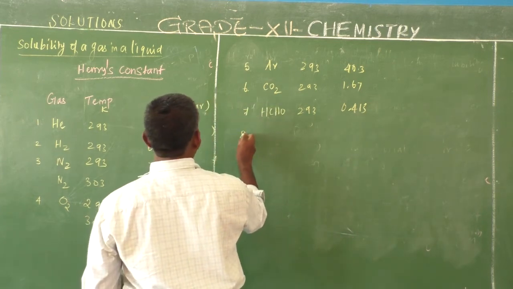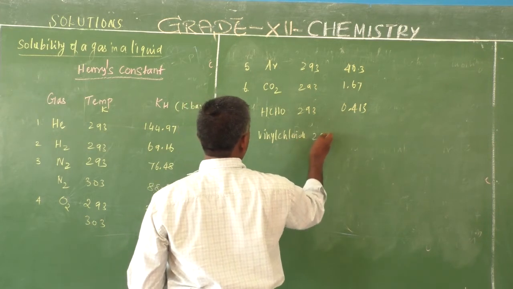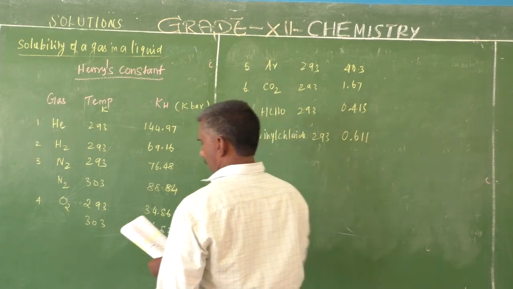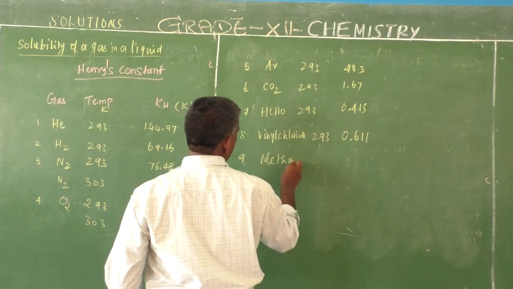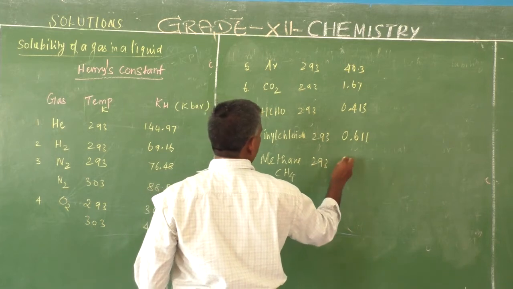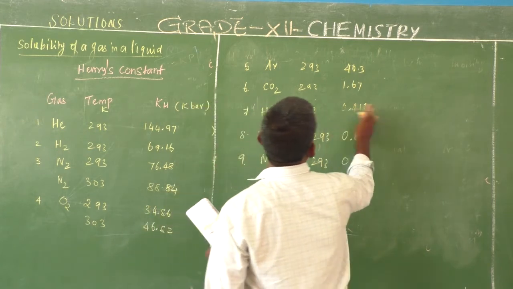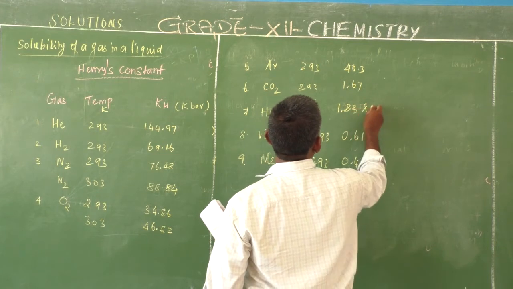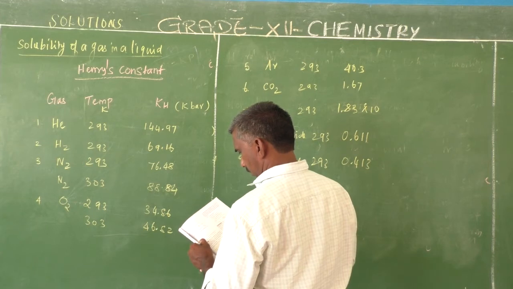And vinyl chloride, 293 Kelvin, 0.611. And methane, that is CH4, 293 Kelvin, 0.413. Formaldehyde, 1.83 into 10 power minus 3.